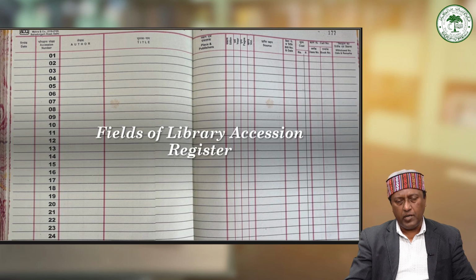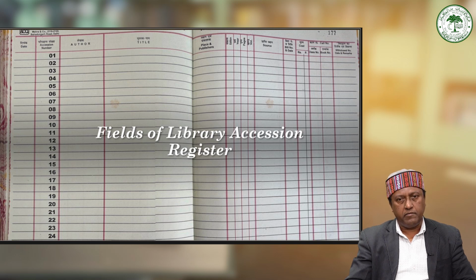We can have multiple accession registers depending on how you want to organize the collection and how you want to keep the record of the documents which we are acquiring. So here you can see I am trying to show you the format of the accession register. In a register you will find all these fields. The fields of the library accession register, you can see, start with date.